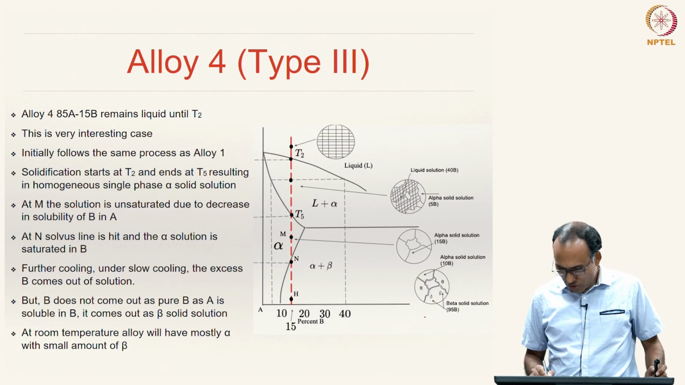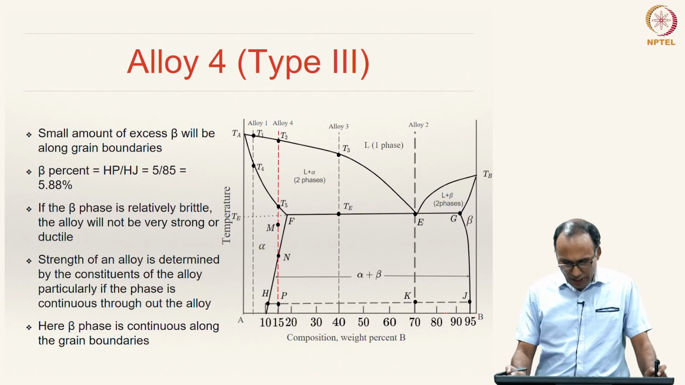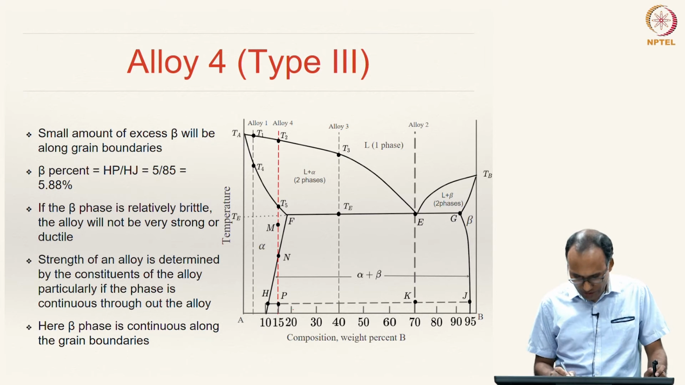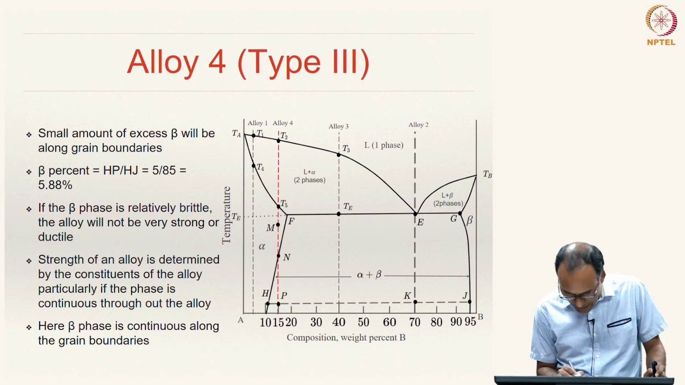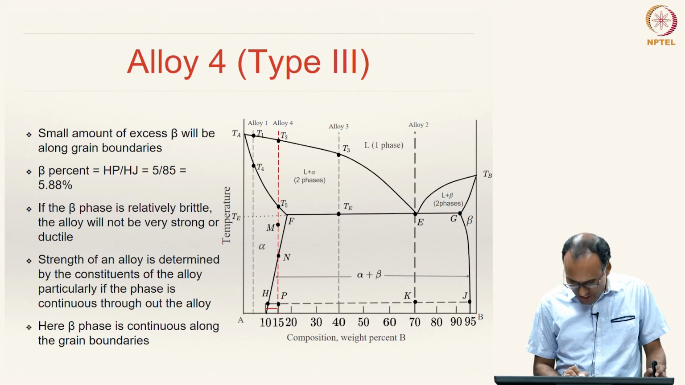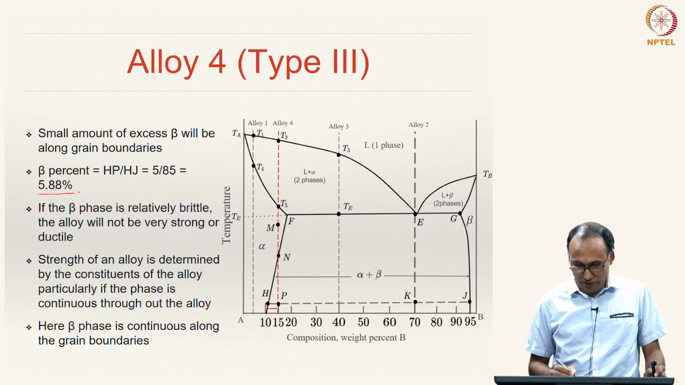So, the microstructure looks something like this, and in the two phase region we can also calculate the weight fraction of beta. If you draw this line, the weight fraction of beta will be Hp divided by Hj. Hp will be 5 and Hj is about 85, so that will be about 5.88% when you are looking at alloy 4.